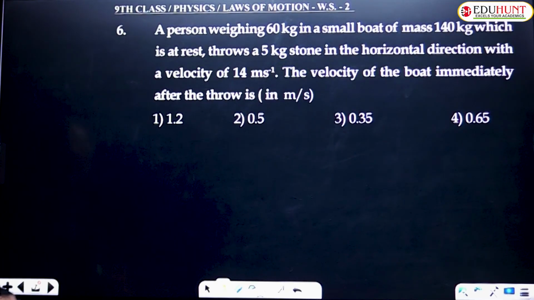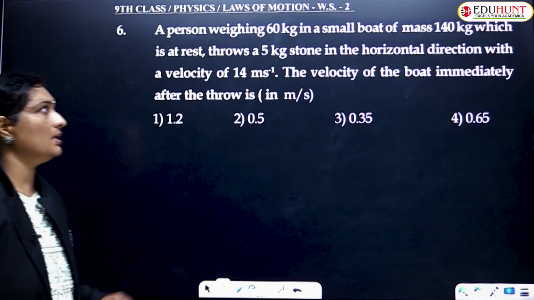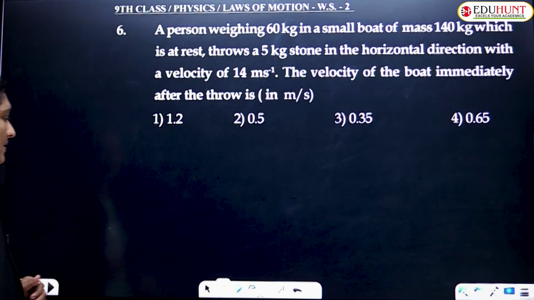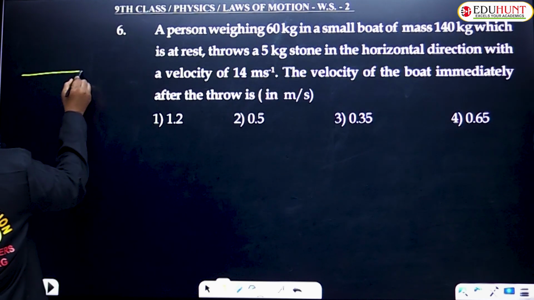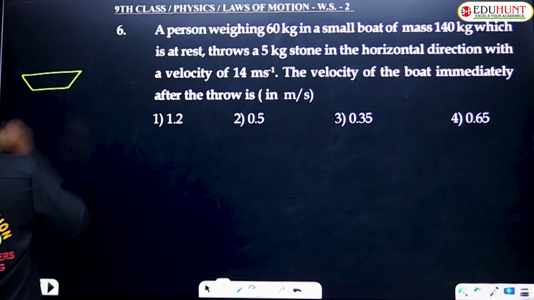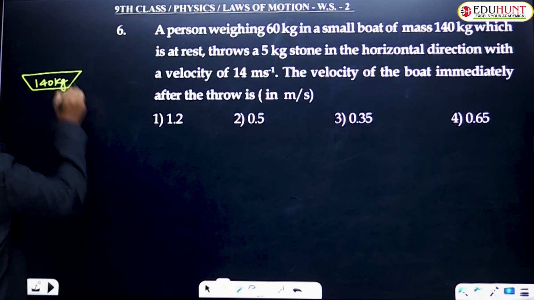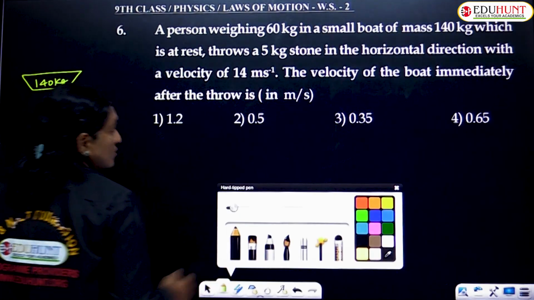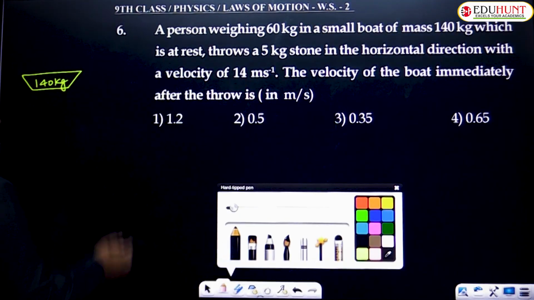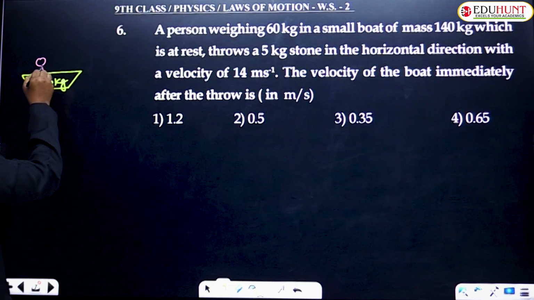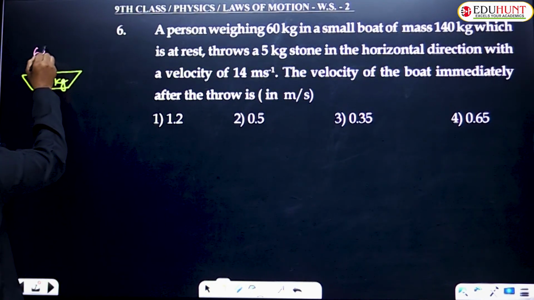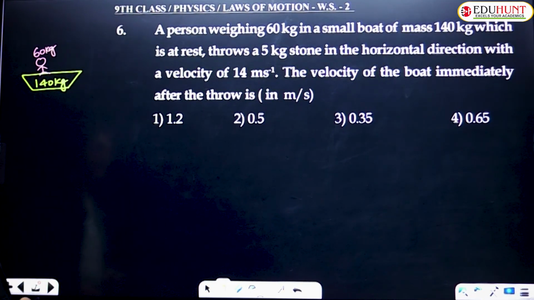Question number 6. A person weighing 60 kg in a small boat. So what is given here? A boat is being given, children. Mass of the boat is given as 140 kg. Inside the boat there is a person whose mass is given as 60 kg. Mass of the man is 60 kg.